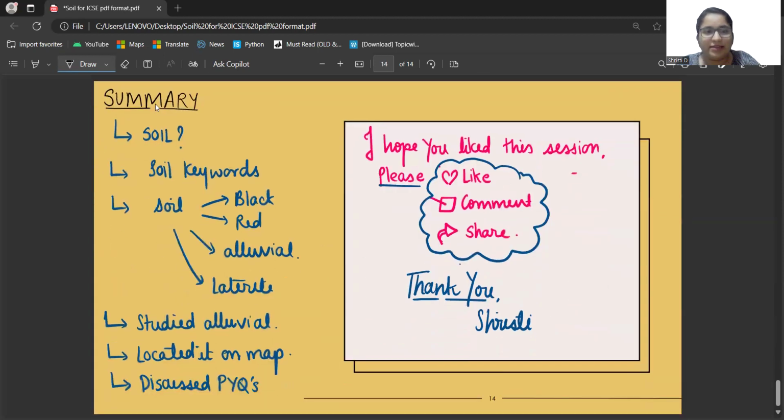And finally, this is the entire thing that we have studied in today's class. Soil, we saw a few keywords. Which are the keywords? Do you remember? Profile, texture, okay. And what else? I think we also looked at loam as well. Okay. All these are different keywords. Then we looked at the types of soil. We studied alluvial soil. We located it on the map. Then we discussed a few PYQs. And with that, I think our class is coming to an end.